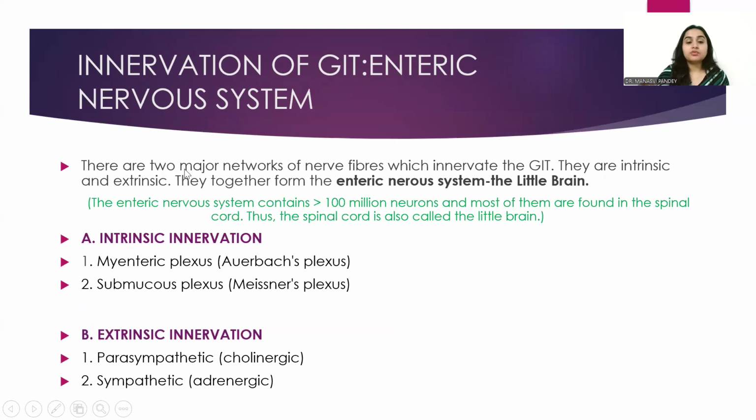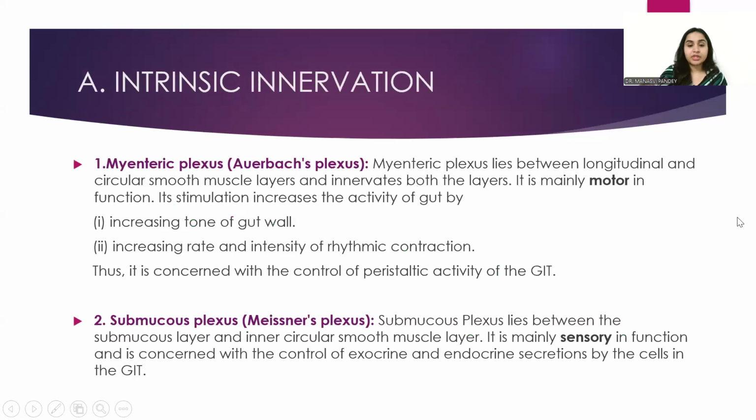So there are two major networks of fibers which innervate the GIT. They are intrinsic and extrinsic. Together, these intrinsic and extrinsic nerve fibers constitute the enteric nervous system or the little brain. Intrinsic innervation comprises the myenteric plexus and the submucous plexus, or Auerbach plexus and Meissner plexus, and the extrinsic innervation comprises parasympathetic and sympathetic, or cholinergic and adrenergic innervations.